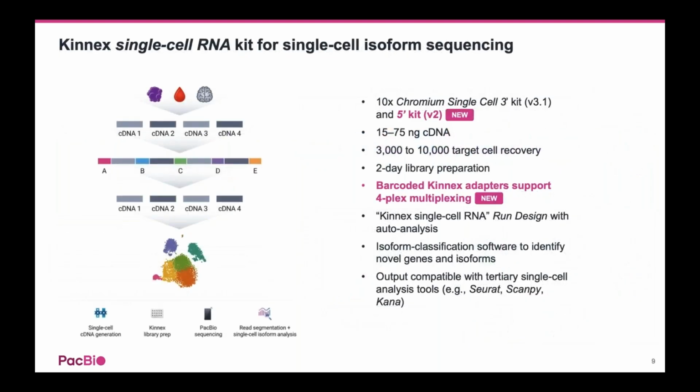So a few weeks ago at ASHG, we announced the launch of Kinnex kits for RNA sequencing. For single-cell transcriptomics, the Kinnex kit is an update to the existing MAS-Seq kit that I mentioned previously. This Kinnex kit is now compatible with both 10x Genomics Chromium single-cell 3' and 5' kits, and has up to 4-plex multiplexing at the library level now possible, which further increases the throughput.